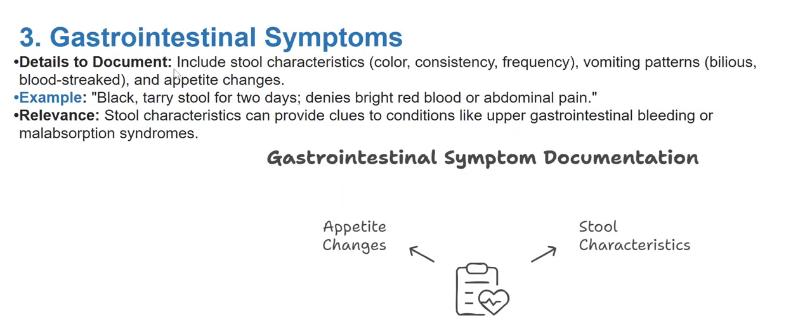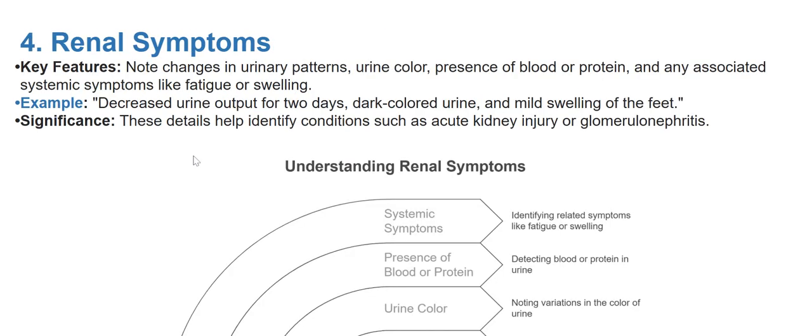Gastrointestinal symptoms. Details to document include stool characteristics, color, consistency, frequency, vomiting patterns, bloody or blood-streaked stool, and appetite changes. Example: black tarry stool for 2 days, denies bright red blood or abdominal pain. Relevance here: stool characteristics can provide clues to conditions like upper gastrointestinal (GI) bleeding or malabsorption syndromes. And here we have a diagram summarizing the GI symptom documentation.